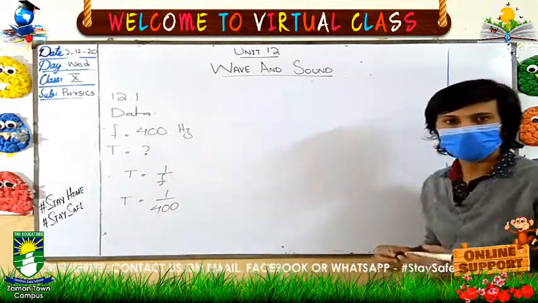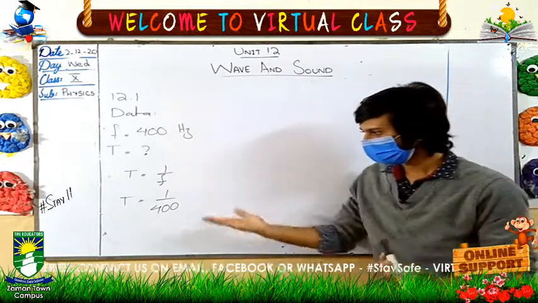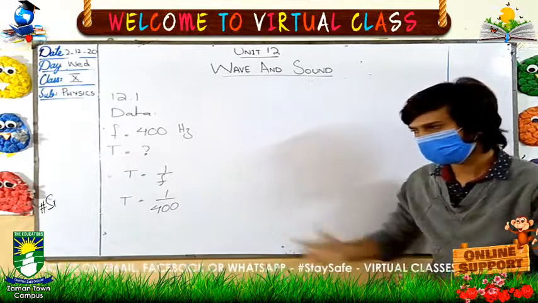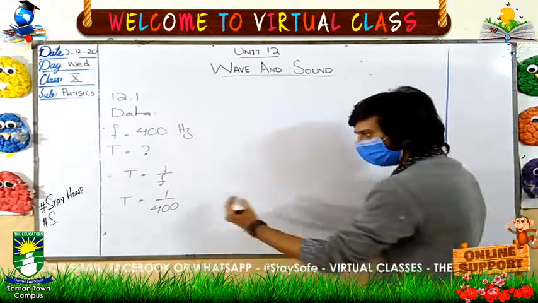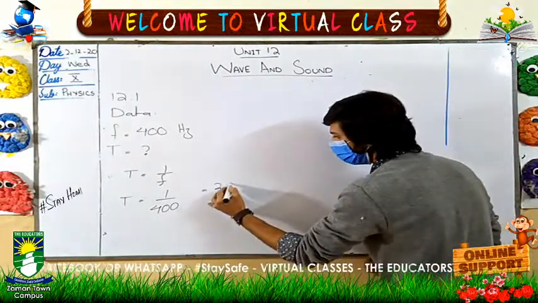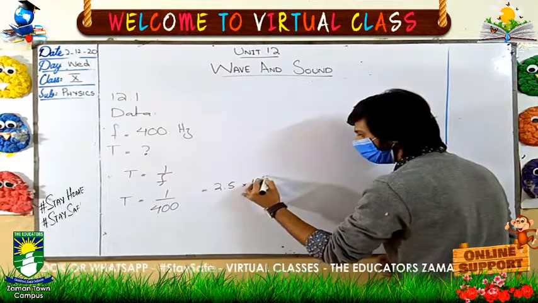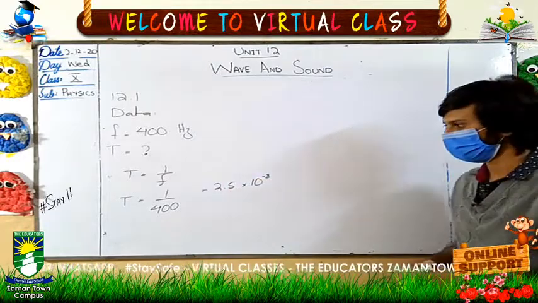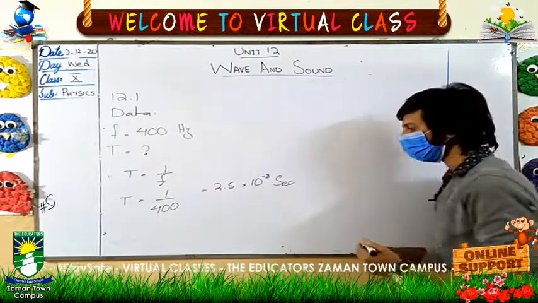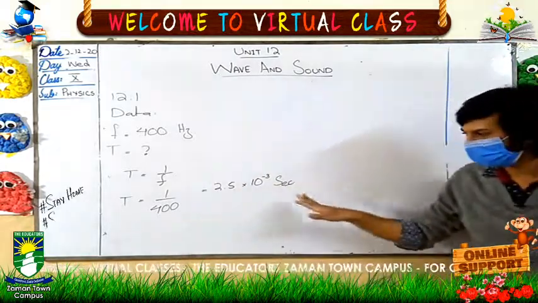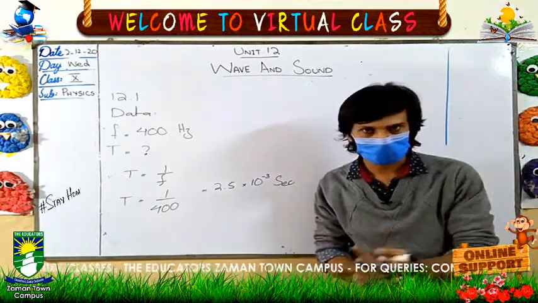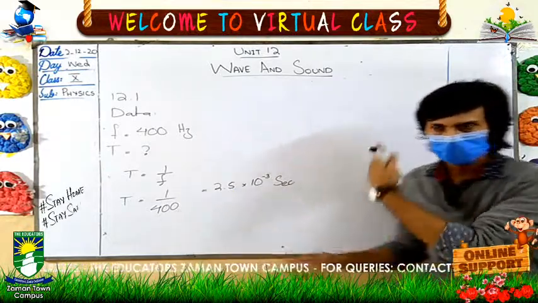Getting it, class? So I just move the decimal, or we can do it with the calculator. What will be the answer? 2.5 times 10 raised to the power minus 3. Because this is the time period, the unit of the time will be second. So you have to do this calculation with the calculator. With the help of a calculator, you can do it manually as well.